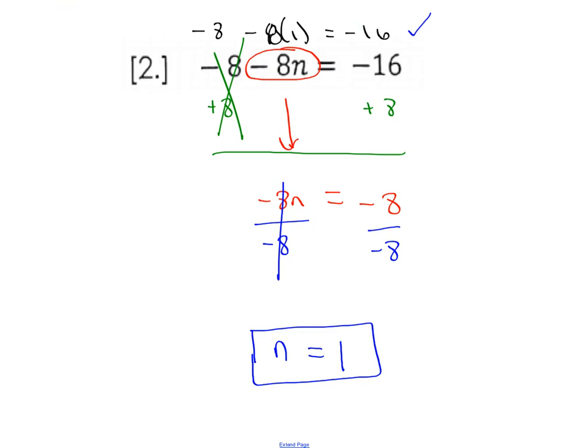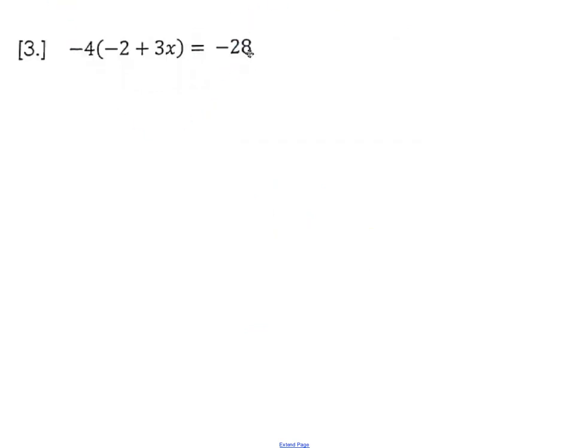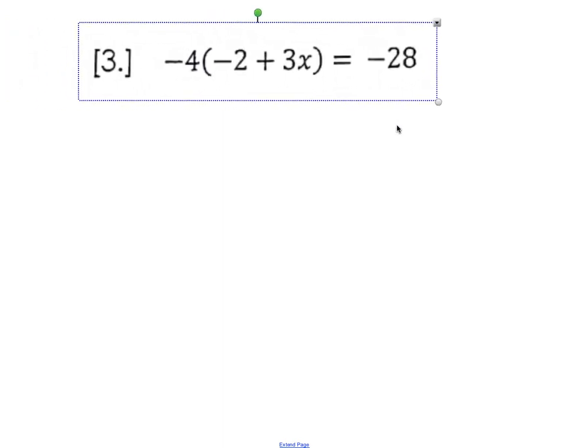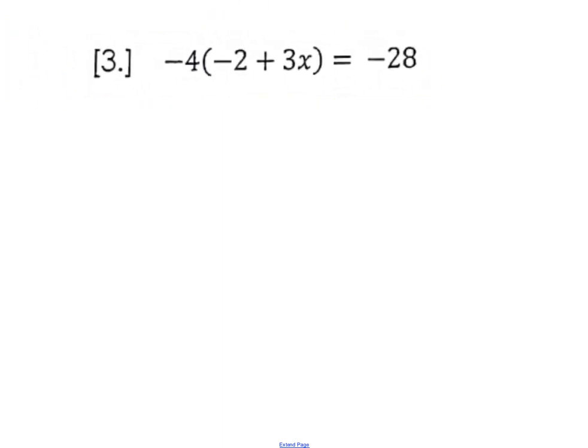Next one, number 3. A little different on this one. Now we have a quantity there. We have a number in front of that quantity, which is still the coefficient of the quantity. You have negative 4 quantities of negative 2 plus 3x equals negative 28. There are 2 ways to solve this problem. What do you guys want to do? How do you want to go about solving this problem first?